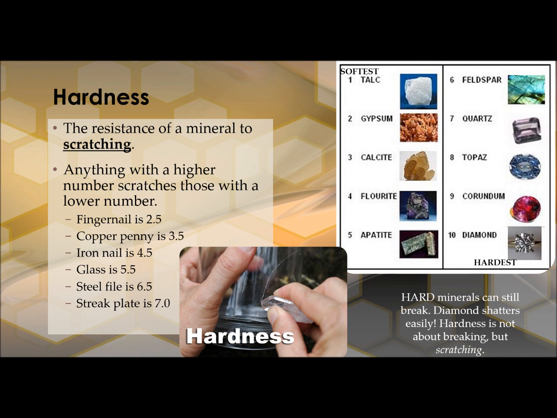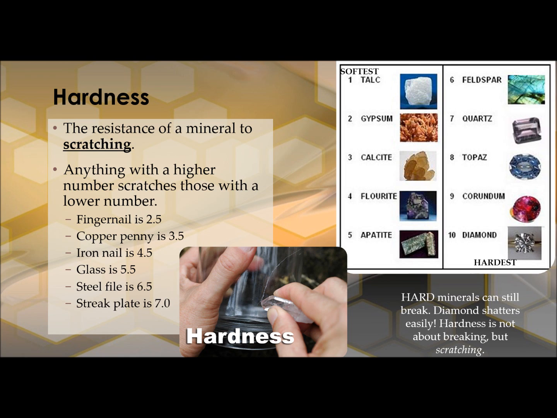Next we have hardness. Now hardness is not about whether it breaks. Hardness is the resistance of a mineral to scratching. You can see here a piece of quartz is being used to scratch this glass. That's indicating that the quartz, since it can scratch the glass, must be harder than the glass.